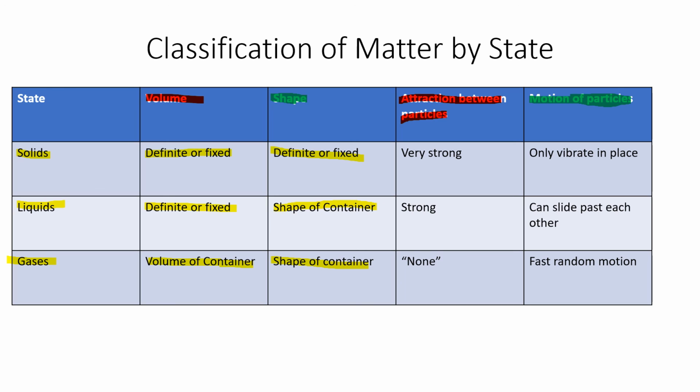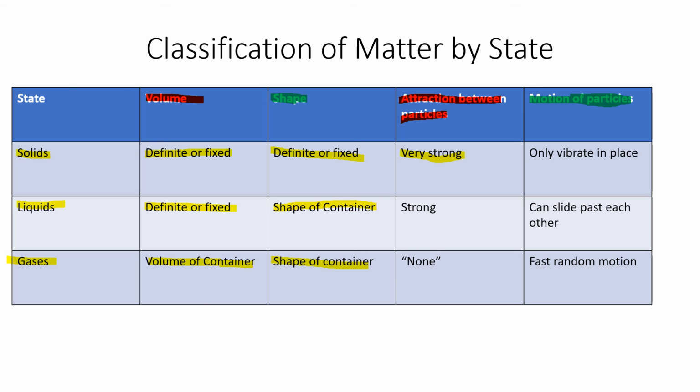So when we look at the attraction between the particles in a solid, I'm calling it very strong. And that very strong attraction between the particles in a solid means they're not going to break away from each other. If they're not able to break away from each other very easily, that's where you're going to get that fixed or definite volume that we saw initially, because of that very strong attraction between the particles.